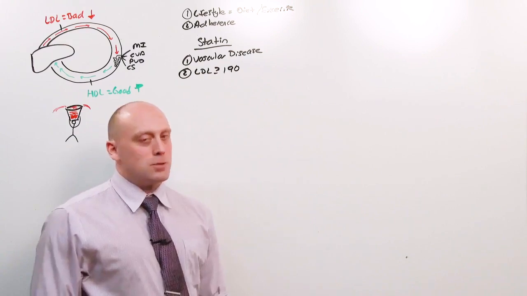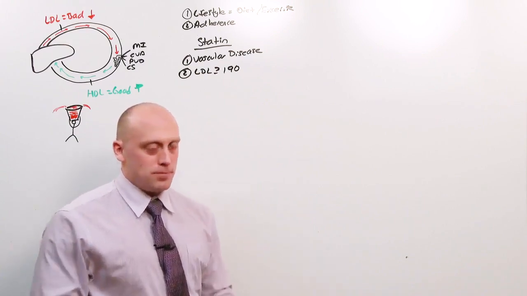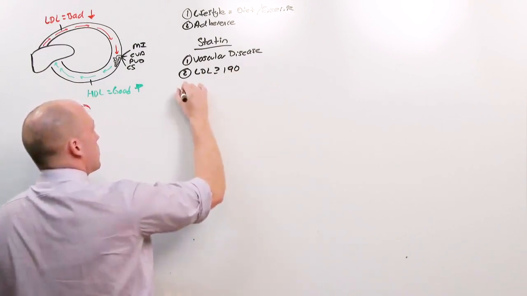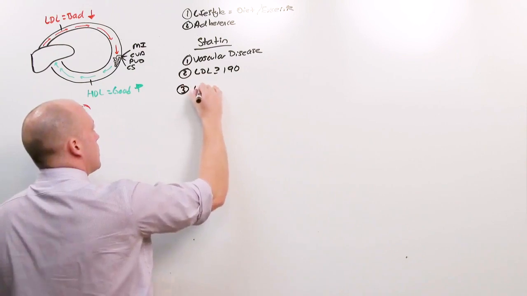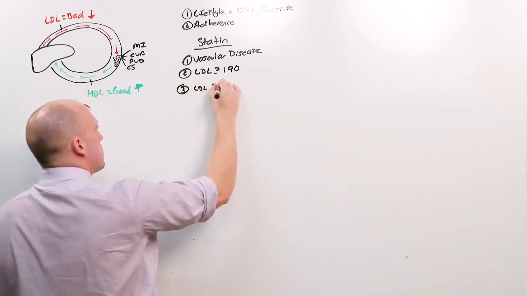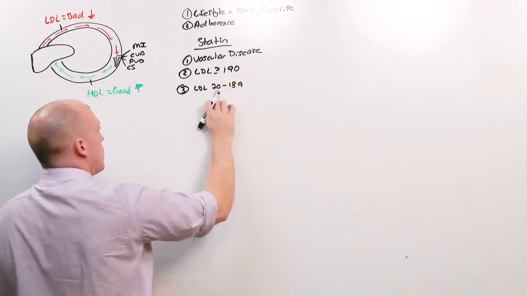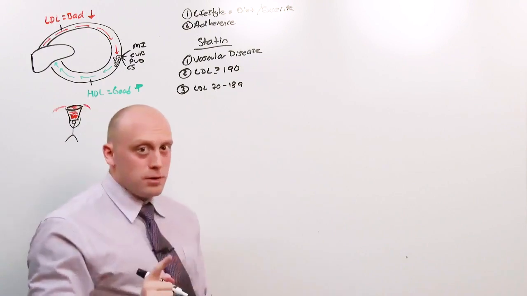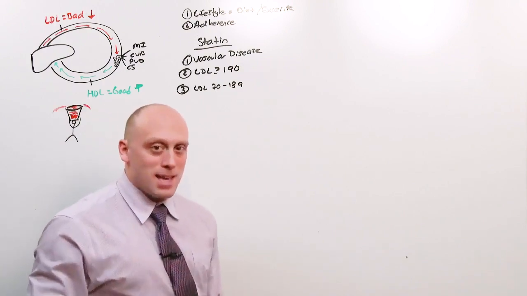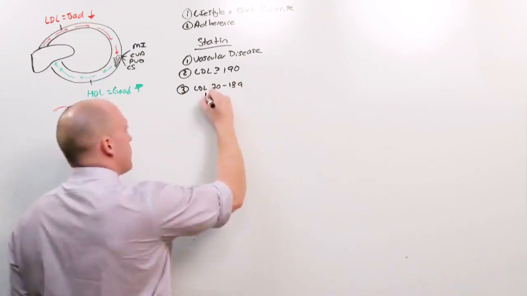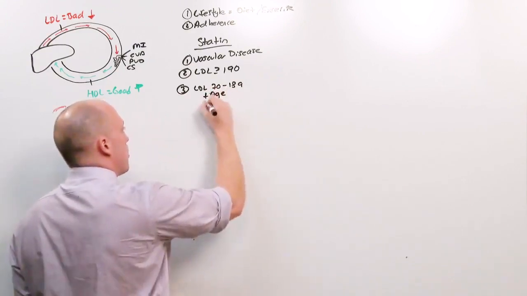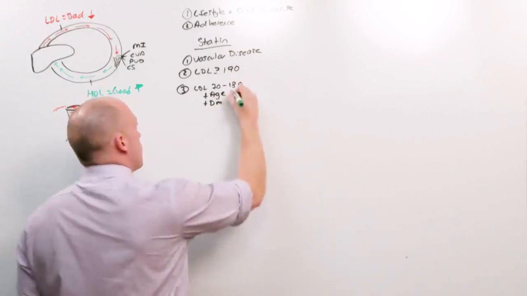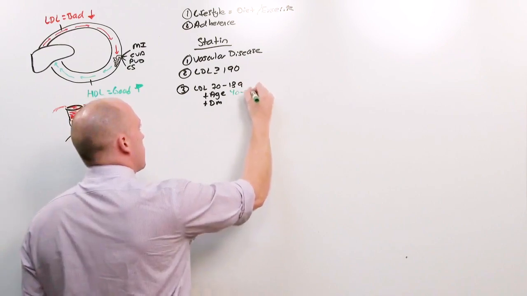The next 2 groups, there's a lot of modifiers, so you have to pay attention. If someone doesn't have the LDL requirement, that is, their LDL is between 70 and 189, not really low, but not really high, they get a statin if they're the right age and they have diabetes. The age is 40 to 75.